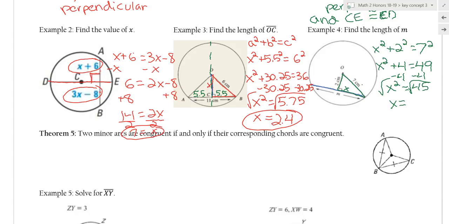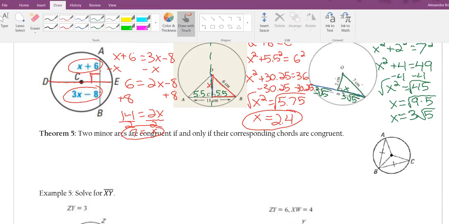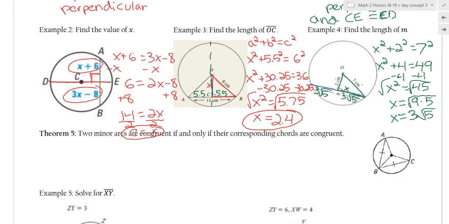X equals, I can break down 45. It's 9 times 5. The square root of 9 is 3. Square root 5. Okay. So that means this side is 3 square root 5. This side is also 3 square root 5. That means m equals 3 square root 5 plus 3 square root 5. 3 plus 3 is 6 square root 5.